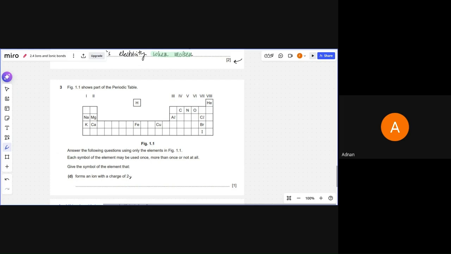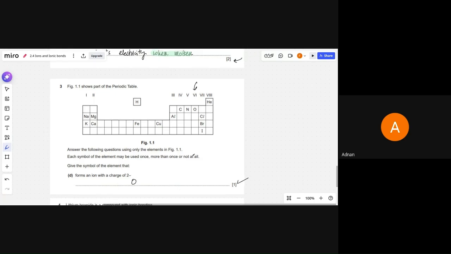Again, we have already talked about this: group 6 elements need to gain 2 electrons, because they already have 6 electrons and they need 2 more to make it 8 in order to have a complete octet, 8 electrons in their outer shells. So, in this diagram in figure 1, oxygen is mentioned. So, you can just write O, right? This is going to get you 1 mark.